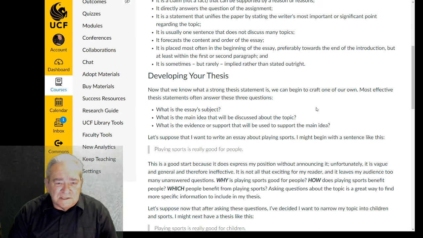The first sentence shows playing sports is really good for people. Well, how is it good for people? How does it benefit people? Why is it good for people? You see all the questions there. Which people benefit from playing sports? These are journalistic questions. We've covered those before. The why, when, where, how, who, and those kinds of things. So the questions that are used when you're thinking about a particular subject. Those are the questions that are being asked.